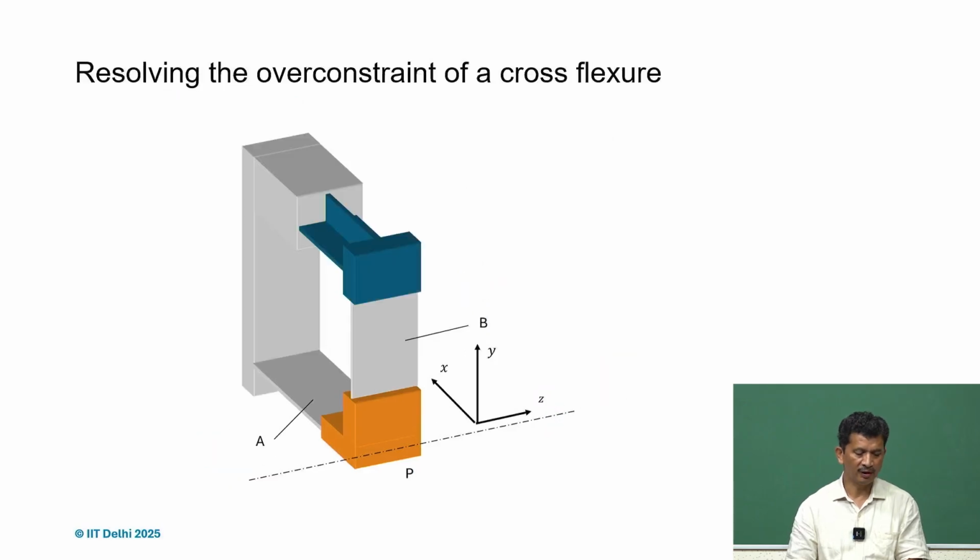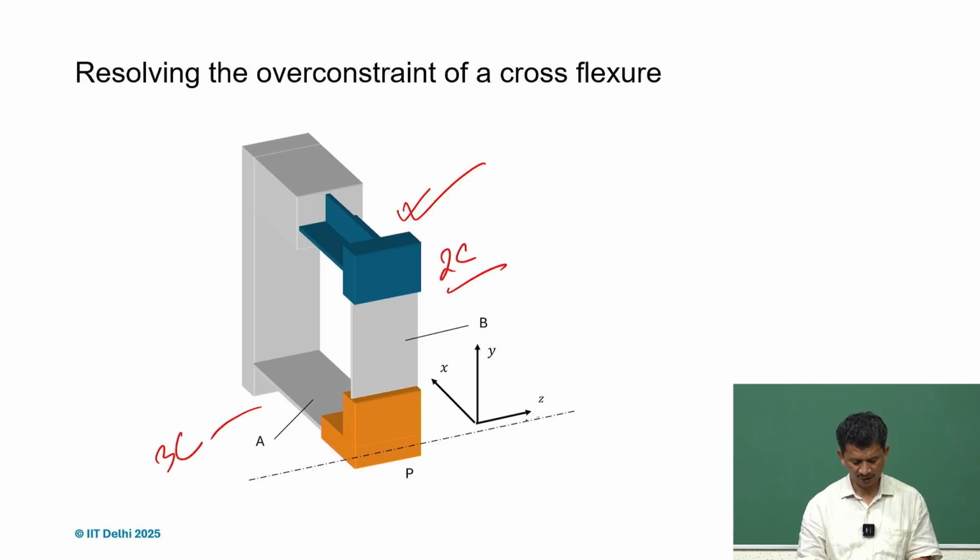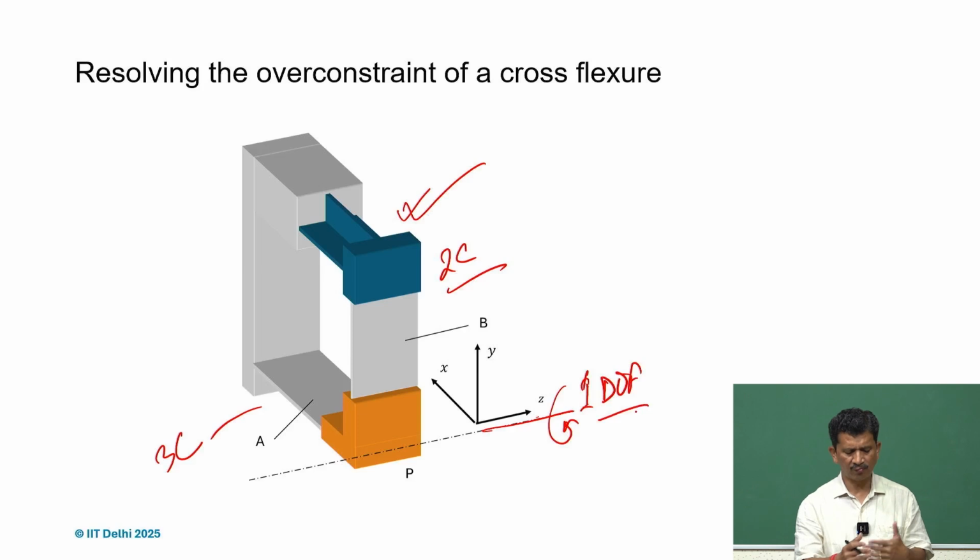So if we really want to get rid of that problem and resolve the over constraint problem, at one end what we do is we just release 1 degree of freedom. So from this end we have only 2 constraints, and from this side we have 3 constraints. So total 5 constraints, and we can have 1 rotation left, 1 DOF. So this is one of the embodiments, but there can be many variations.